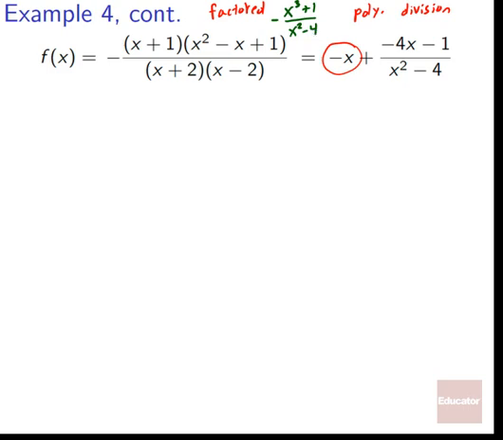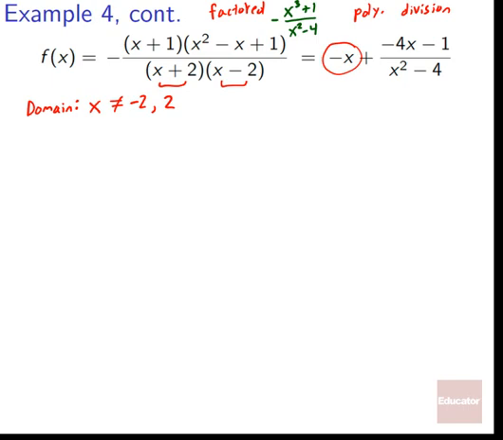Okay, so what's allowed in our domain? Our domain forbids when x plus 2 or x minus 2 becomes 0. So that's going to happen at negative 2 and positive 2. So x is not allowed to be negative 2, it's not allowed to be positive 2.